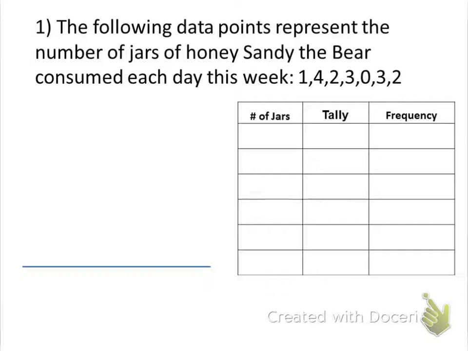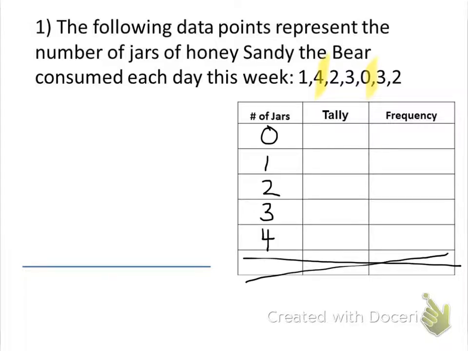So we need to find the smallest number and the biggest number. And we're going to start with our smallest number, 0, and go all the way up to our biggest number, just like last time. 0, 1, 2, 3. Oh, it looks like I have an extra space down here, so we can put a line through it. Okay. Then we are going to make our tally. 1, 4, 2, 3, 0, 3, 2. And then we make our frequency 1, 1, 2, 2, 1. Now we've got a frequency table.